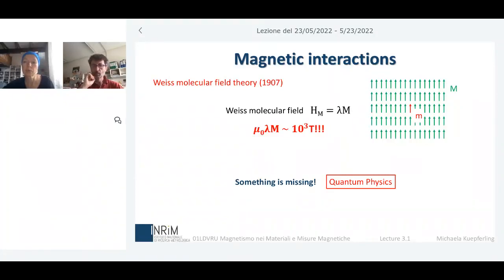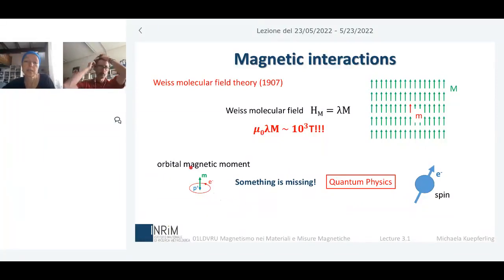But in order to find these incongruencies, we have, of course, to apply quantum physics. And this is what was missing at that time in 1907 still. Because quantum physics was still in its childhood at that time. And many things were not yet understood. But now, of course, we understand that the origin of magnetization is coming not from ring currents in a magnetic material, but is mainly coming from an orbital magnetic moment, but also from a spin magnetic moment related to the electron.